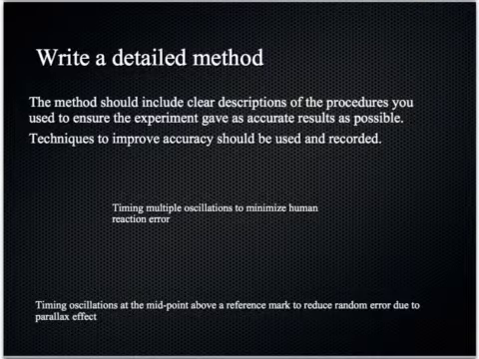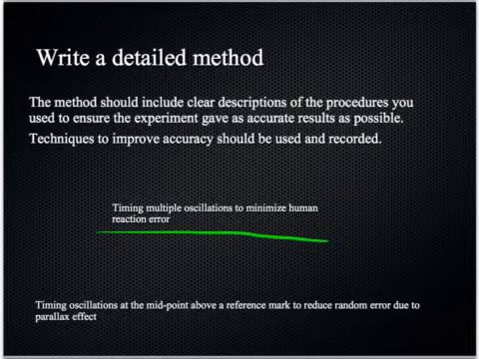For example, timing multiple oscillations to minimize human reaction error. Also timing oscillations at the midpoint above a reference mark to reduce random error due to parallax effects. And there are many others that you will come across. But basically your method needs to be a step-by-step procedure that includes these techniques of accuracy improvement.